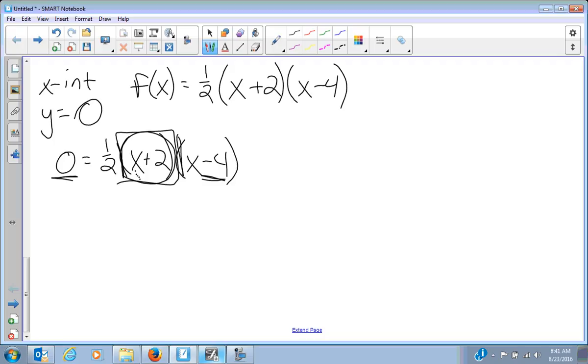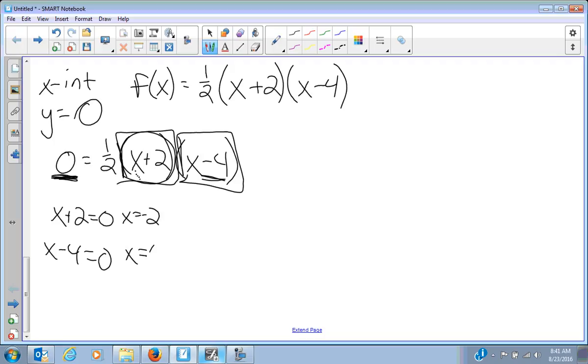Well, what happens if this bubble is 0? So don't I have two cases here? If x plus 2 equals 0, what's the whole thing going to turn into? Which is what I want, right? What if x minus 4 equals 0? What's the whole thing going to turn into? Are you guys with me? So, what x would make the whole thing 0? If x equaled -2, or if x equaled +4.